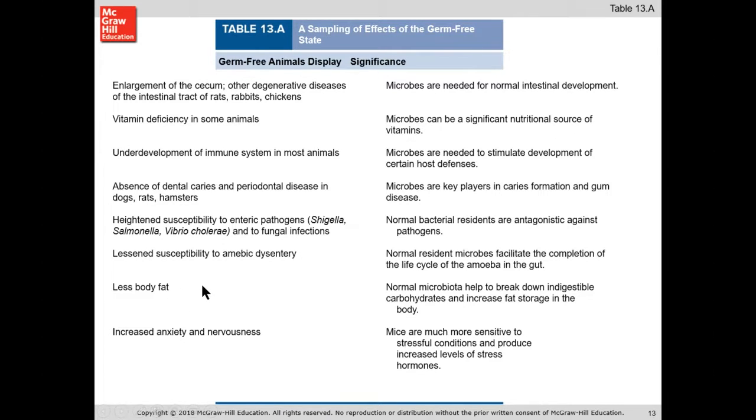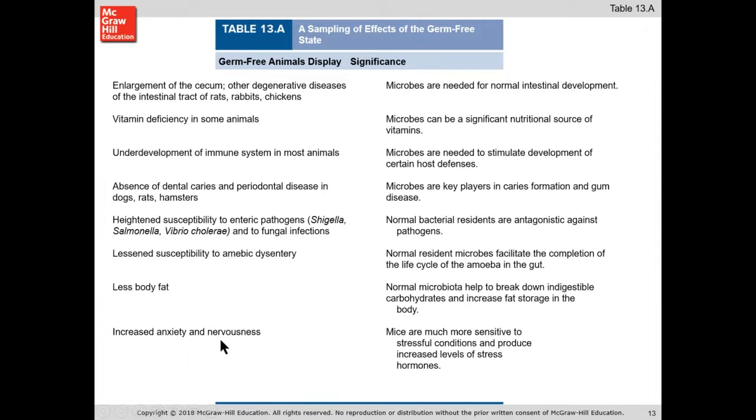Less body fat in germ-free animals. And this is why, so you might think that's a good thing, but evolutionarily that would not be a good thing. Normal microbes help to break down the indigestible bits, so you get a little bit more nutrients out of the food that's going through your GI tract. So without those microbes, you don't have that extra benefit.